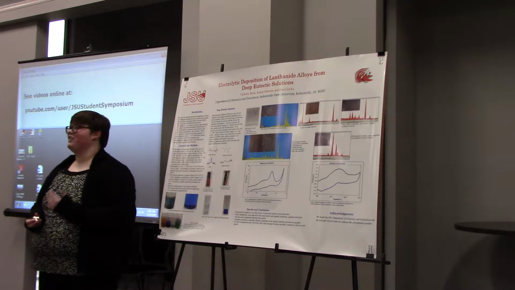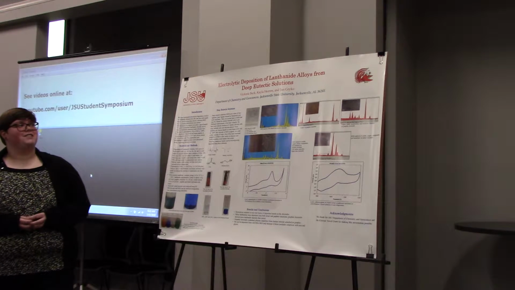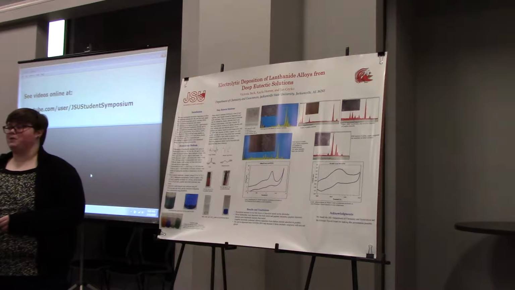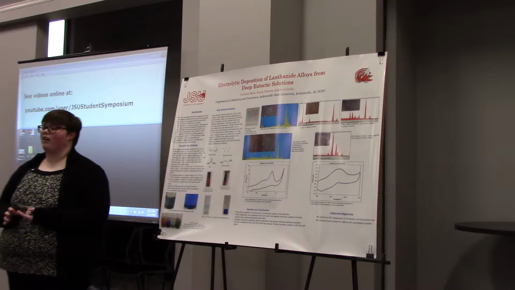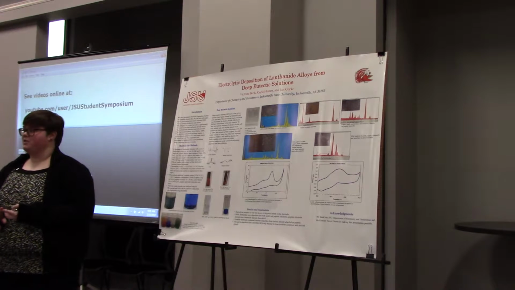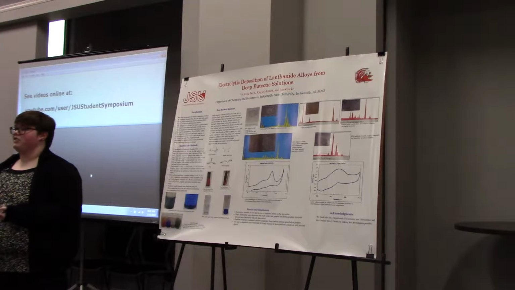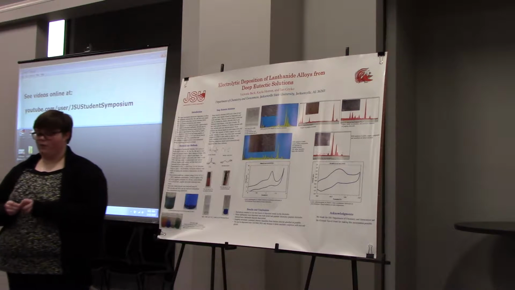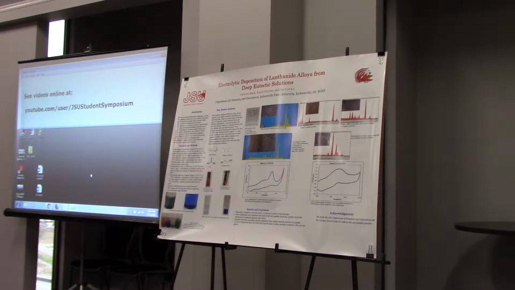Good morning, everyone. My name is Victoria Beck, and I will be talking about the electrolytic deposition of lanthanide alloys from deep eutectic solutions. So there are 14 lanthanide metals, and they are also called inner transition metals and rare earth metals. They are used a lot in technology, especially in computer hard drives, because they form very strong magnets. And I have some magnets I'm going to pass around.